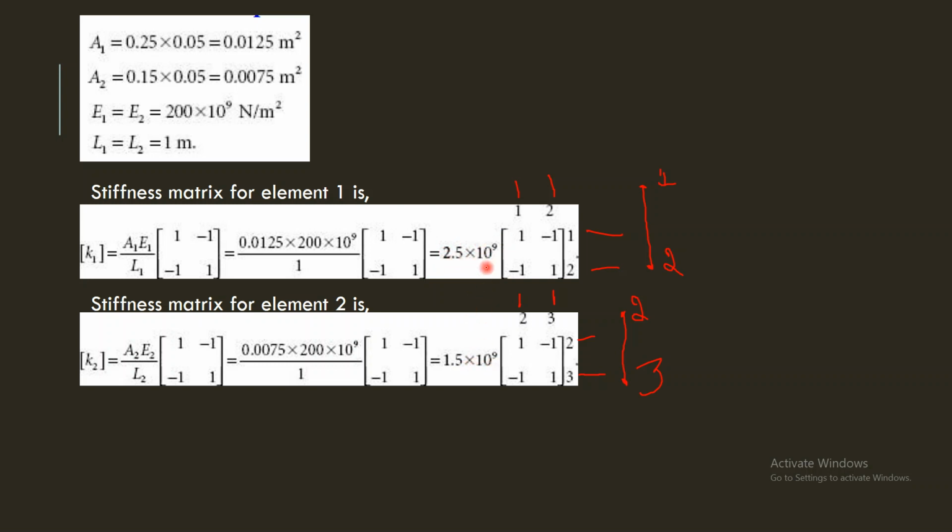Since the numbers are different here, while calculating the global stiffness matrix, you need to multiply this to the matrix, that is 1 into 2.5 into 10 raised to 9. So I am going to get 2.5 into 10 raised to 9, minus 2.5 into 10 raised to 9, minus 2.5 into 10 raised to 9 and 2.5 into 10 raised to 9. Here 1.5 into 10 raised to 9 and minus 1.5 into 10 raised to 9, minus 1.5 into 10 raised to 9, 1.5 into 10 raised to 9. Okay, like this only you have to do.